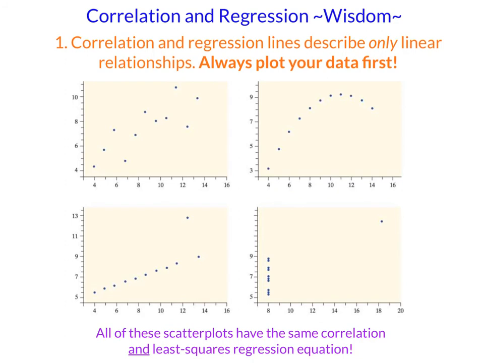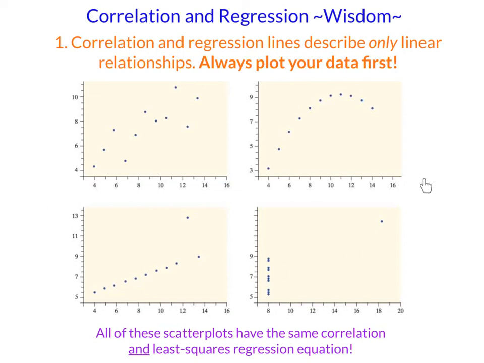Now, before we end this video, I want to share with you 3 pieces of correlation and regression wisdom. First up is correlation and regression lines describe only linear relationships. That's something we've talked about. That's something you've probably picked up. Only works for linear relationships. How do you determine that? I know it's a little tedious, but depending on the technology you use, always plot your data first.